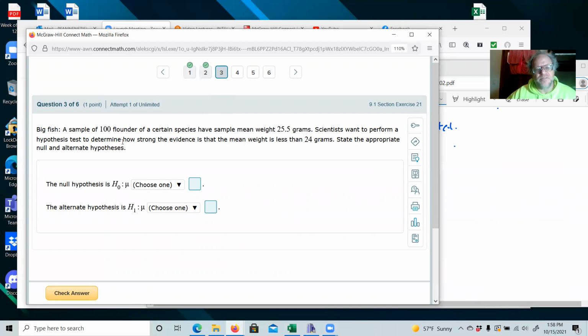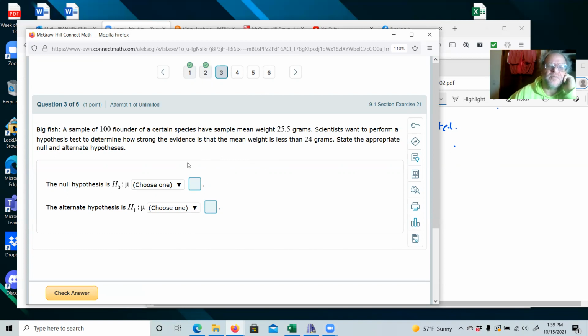So let's see here. We have a sample of 100 flounders of a certain species. They have a weight of, these are tiny flounders, 25.5 grams. Scientists want to perform a hypothesis test to determine how strong the evidence is that the mean weight is less than 24 grams. Oh, I hate questions like this. I don't want to say that it's strong or weak. I just want to say it's this one or that one. Just because you get a lesser number shouldn't mean that it's a stronger or weaker thing. It really shouldn't. Bugs me.